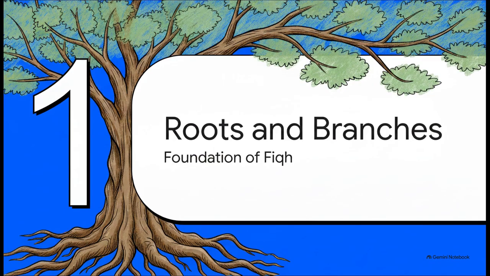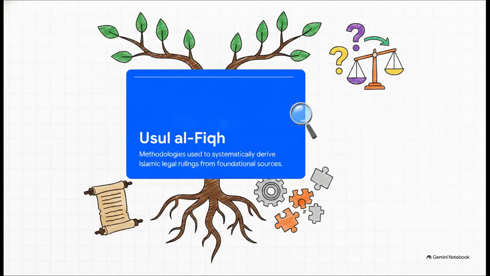Section 1, Roots and Branches, the foundation of fiqh. To truly wrap our heads around this system, it's immensely helpful to picture a grand, ancient tree. What we actually see on the surface, the branches and the leaves, well, that represents specific, everyday legal rulings. But obviously, those branches can't survive without a deeply anchored hidden root system. And those roots are exactly what scholars call usul al-fiqh.